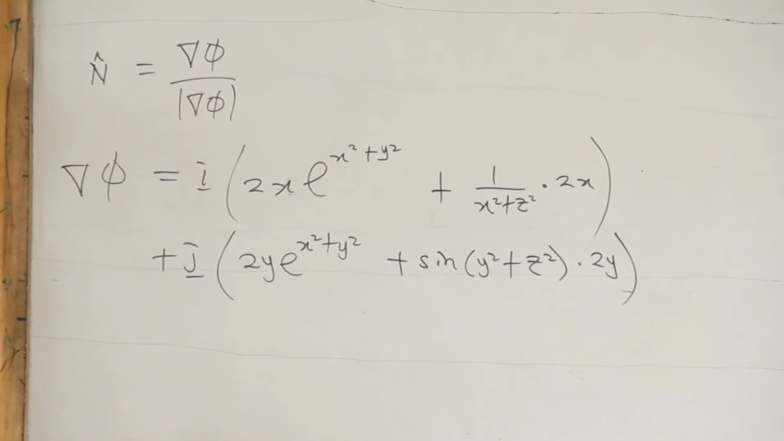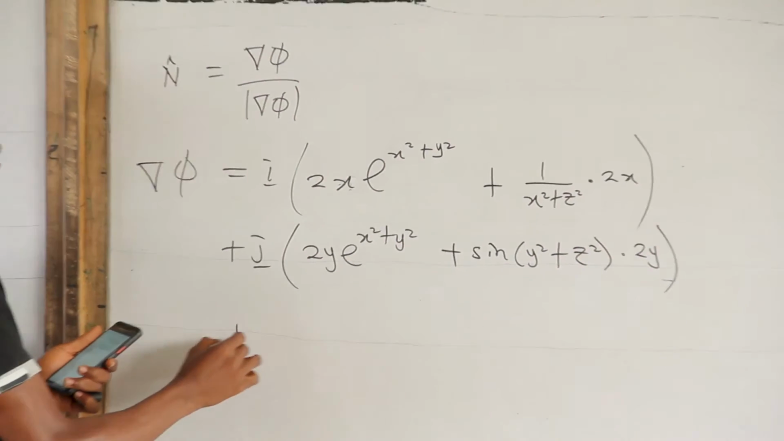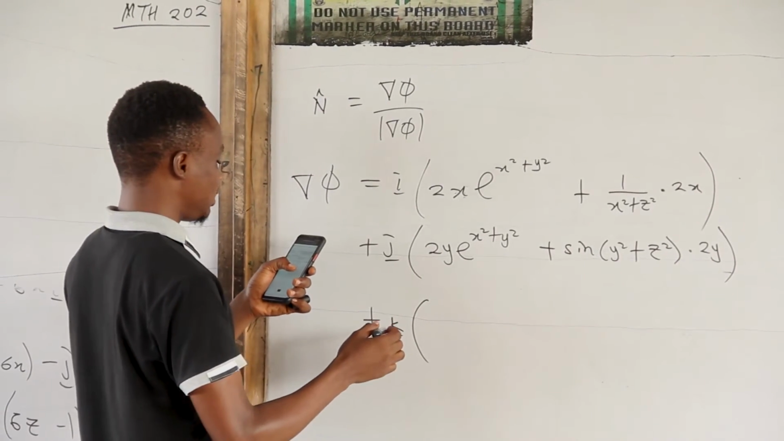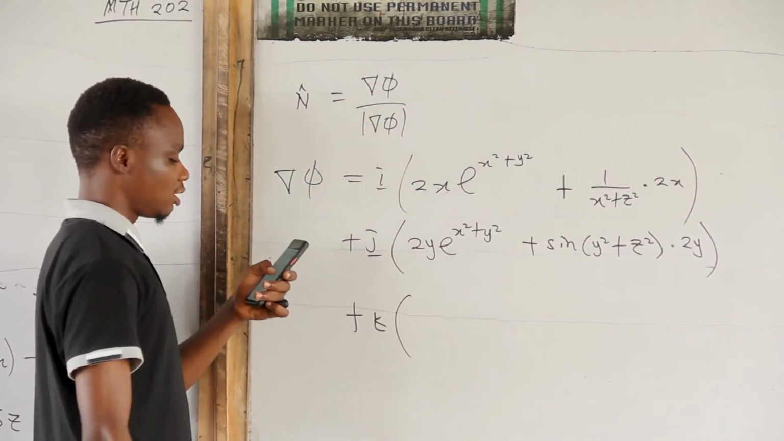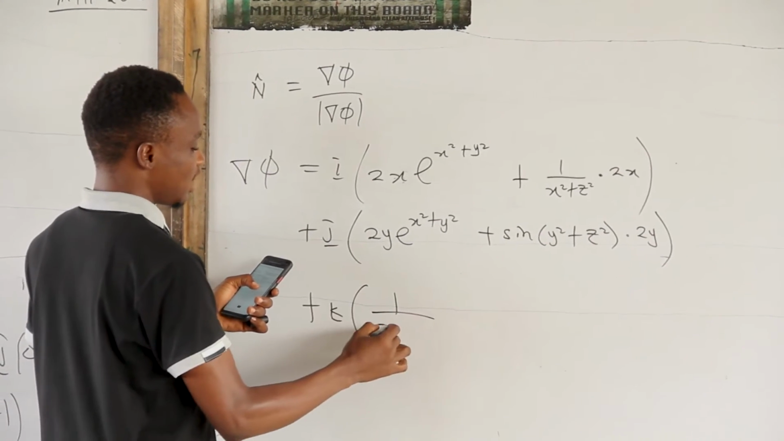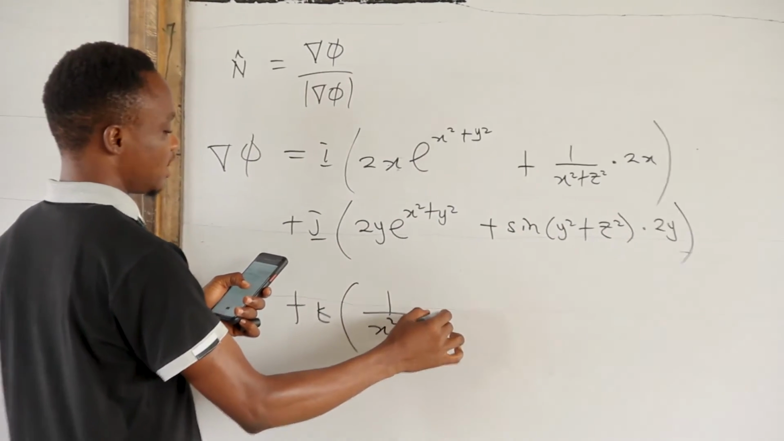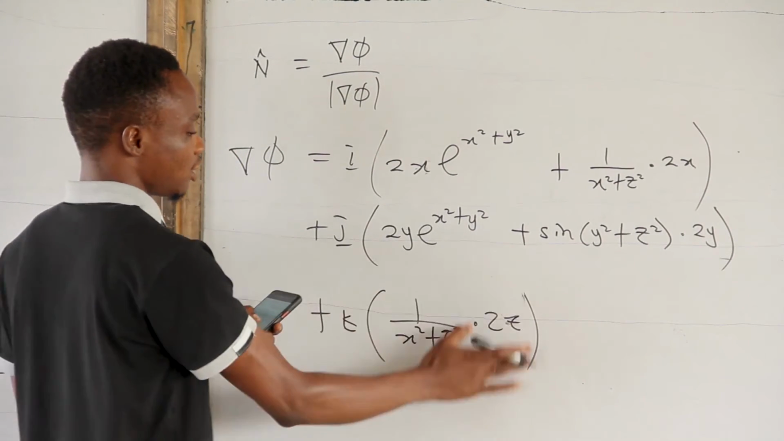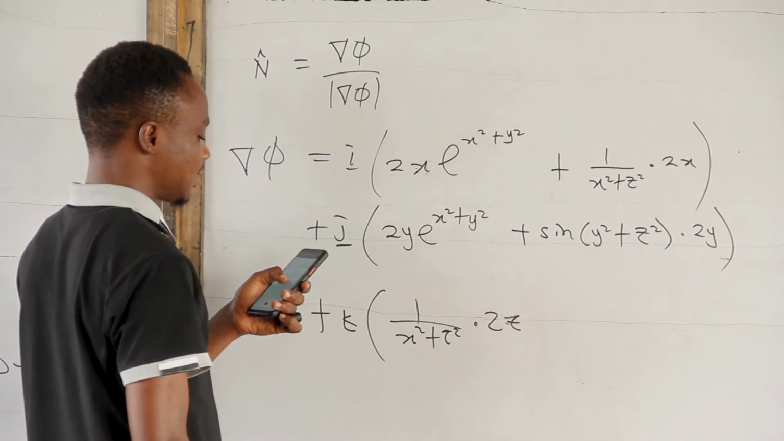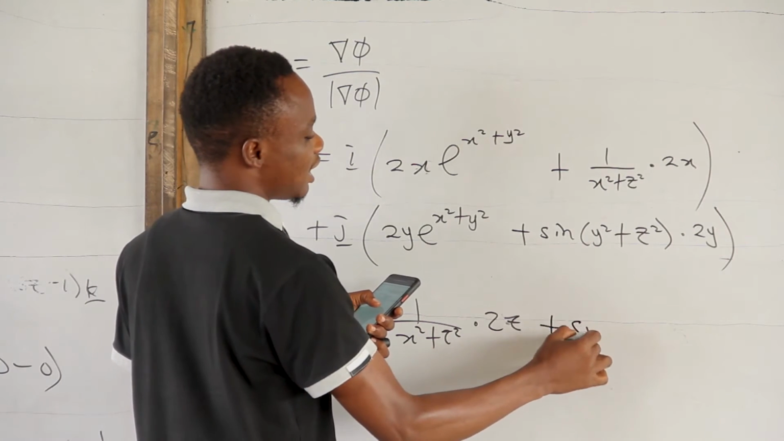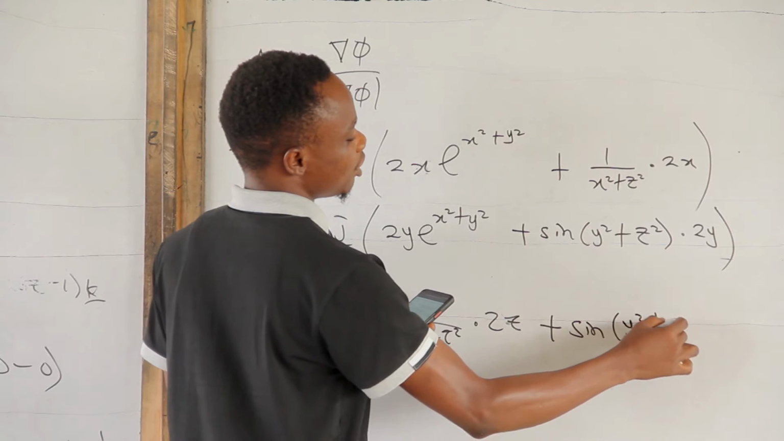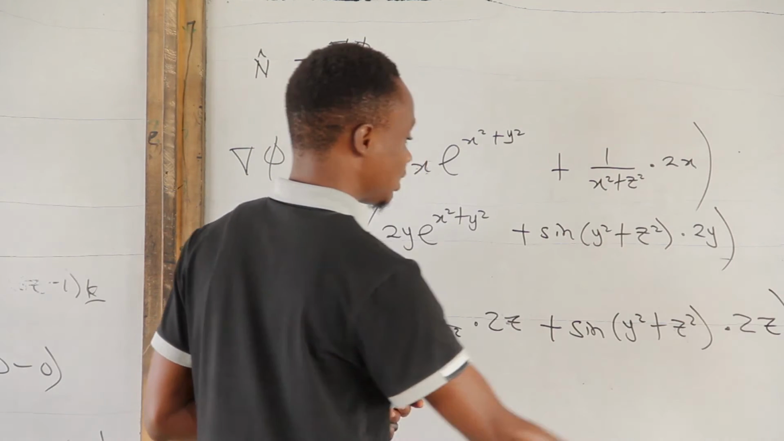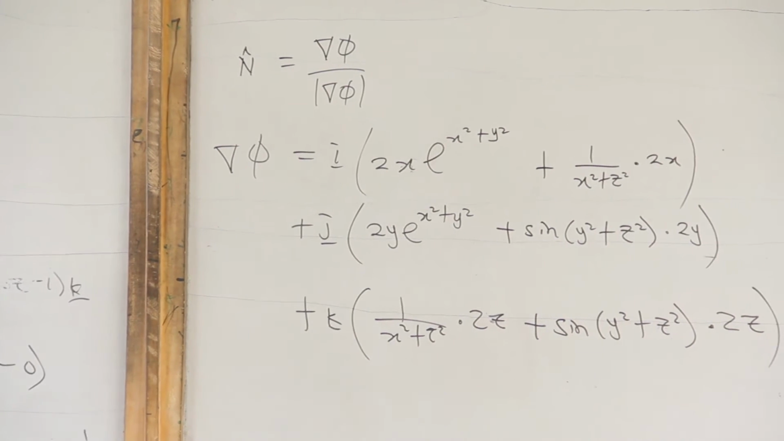Then we'll go to the last one, plus k into, this will be with respect to z. The first one doesn't carry z. The next one, 1 over x squared plus z squared multiplied by 2z. Then the next step is plus sine of y squared plus z squared multiplied by 2z.